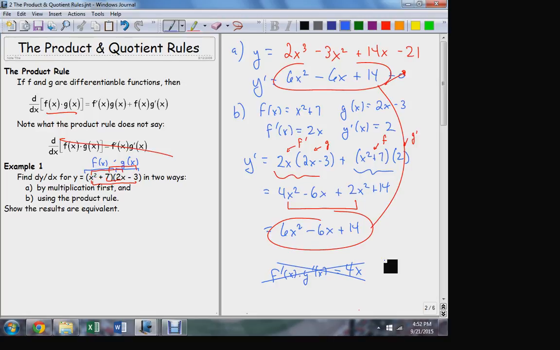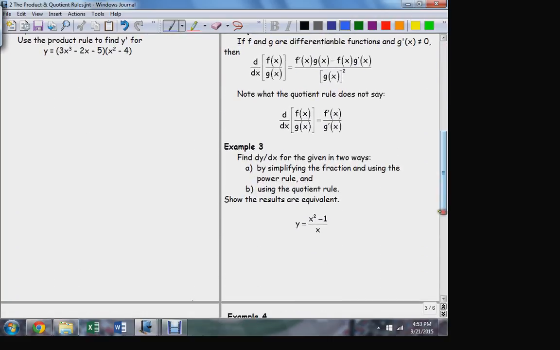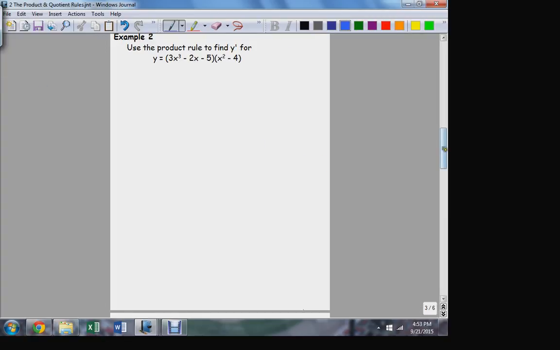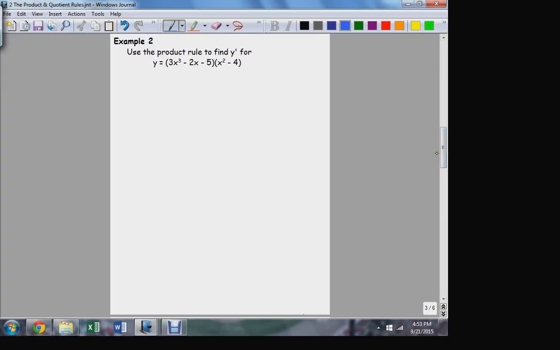In this case, we didn't really need it because this function was easy enough to expand out that I could take the derivative without it. A problem like the one in part two will be a little bit more difficult because now I've got a trinomial times a binomial. That's much more difficult to expand. Not that hard, but let's go ahead and show that we don't need it. Let's use the product rule directly, not worry about expanding that out, and see what we get.